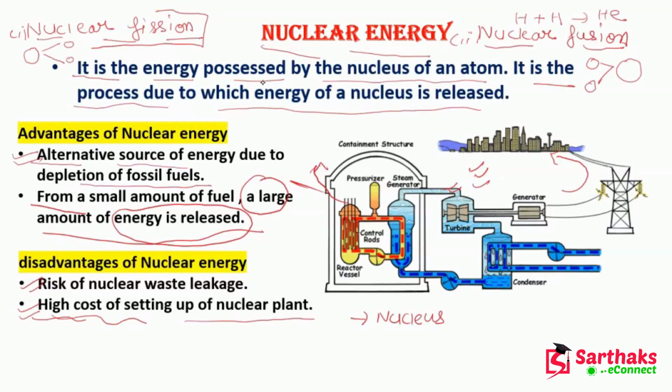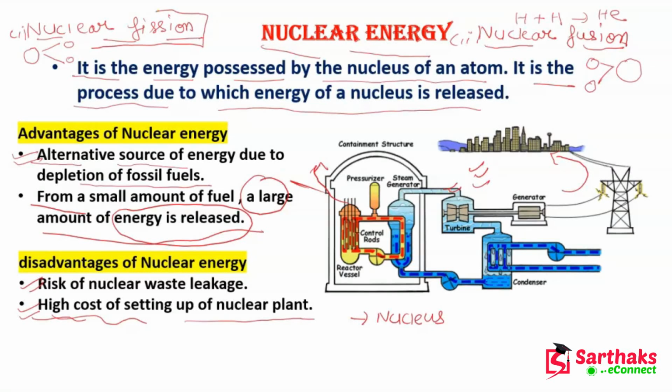Now, the other type of reaction is nuclear fusion. In a nuclear fusion reaction, two nuclei combine to form one larger nucleus. And you have already seen, I have also given you this example, that in the sun this nuclear fusion reaction takes place, where two hydrogen atoms combine to form one helium atom, and this process releases lots of energy.